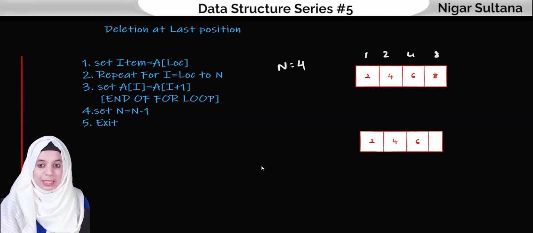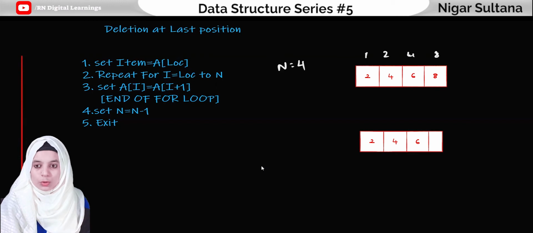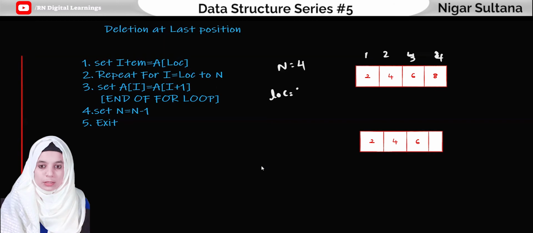So the value of n is 4. Now what is the location? This is my 1, 2, 3 and this is my 4, right? So now the location is 4.